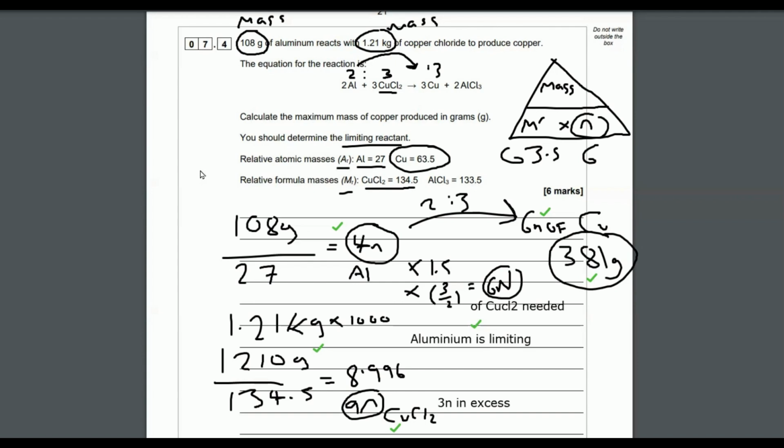They threw the 133.5 in there. We didn't even need it. Cheeky gits.